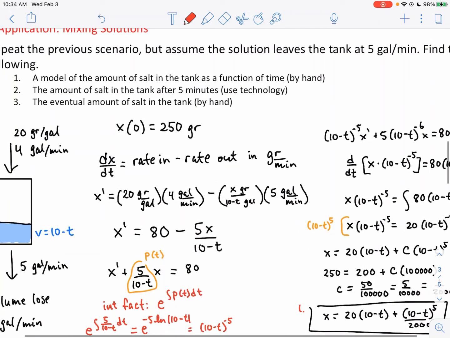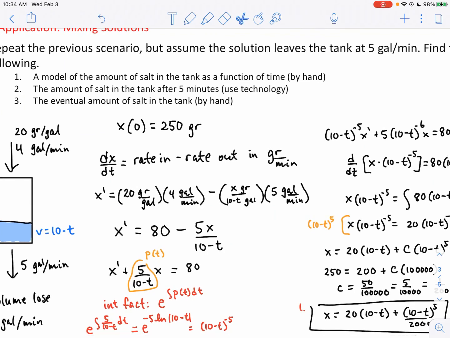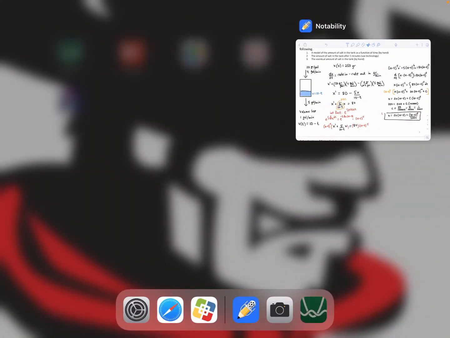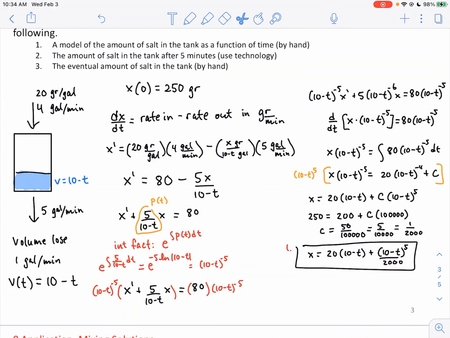And we're going to use technology next for question 2, which is find the amount of salt in the tank after 5 minutes. Use technology. So let's go ahead and open Desmos. I think let me close that stuff, get Desmos back open. And I'm going to say y equals, and I'll make my function using y and x as the dependent and independent variables, even though over here they're x and t. Desmos does not like it when you try to use x as a dependent variable, which is unfortunate, but that's just the way it's programmed. So I'm going to say y equals and use x as my independent variable.